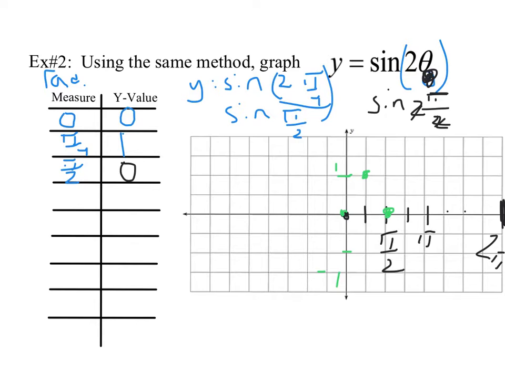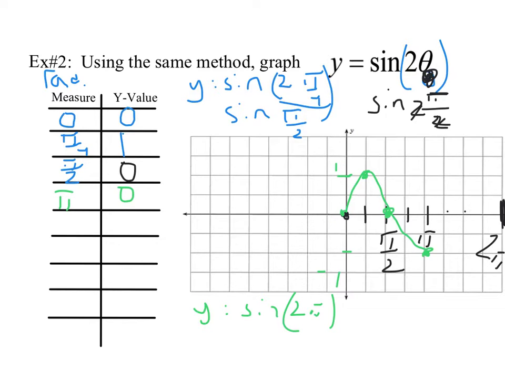Let's try one. How about pi? Now pi is way over here. My guess is it's going to kind of come down because I think that I got to complete this cycle. Let's see if I'm right on that matter. So I go y equals sine of 2 times pi. Well, what's the sine of 2 pi? The sine of 2 pi is 0, so I didn't quite do that right.